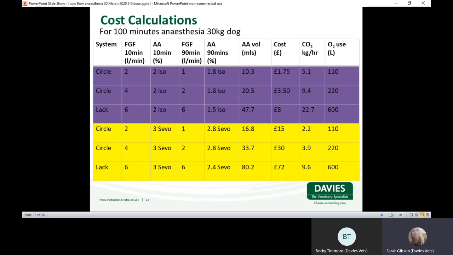We'll talk about the environmental effects of the gases later, but the carbon dioxide production is shown in kilograms per hour in the second to last column. Sevoflurane is much better for the environment in terms of greenhouse gas emissions, as you can see by the lower carbon dioxide production.